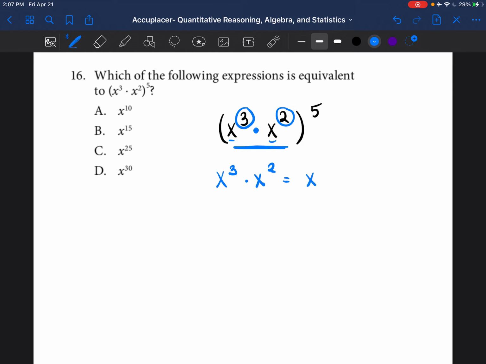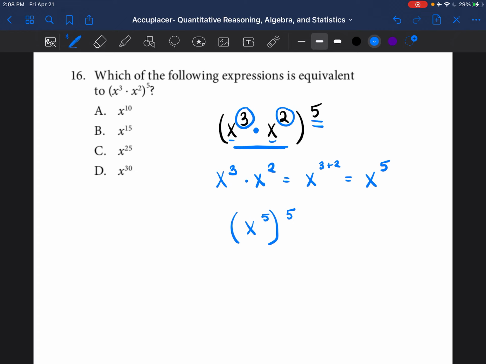That's equal to x, 3 plus 2. It would be x to the fifth power. Okay? So inside the parentheses now, I'm going to write x to the fifth power, and then we're not going to forget about this 5 on the outside. Okay. So now that we handled everything that was inside the parentheses, now we have to figure out what do you do with the exponent that's hanging on the outside? Do you just leave it, or do we do something with it?